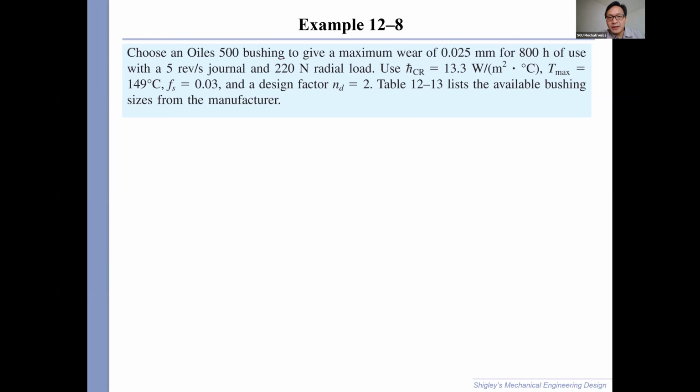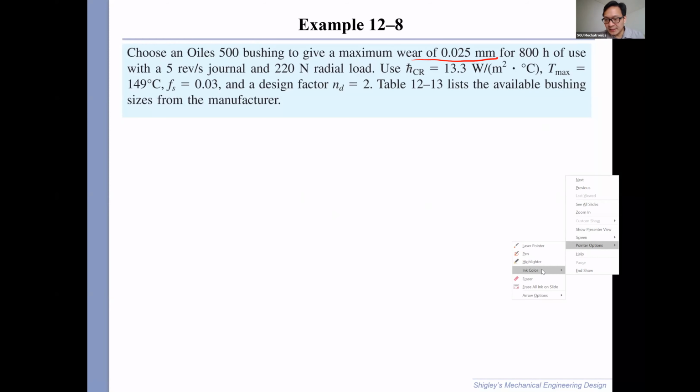We have an oilless 500 bushing. Okay, you're given the material types, so you don't have to pick the material type. There might be other problems where you might need to select a material type. Okay, the maximum wear is given. 800 hours operation. That's the time. 5 revolutions per second. Journal means the shaft, yeah. Jadi the shaft that rotates is often called a journal. Journal is the surface it rubs on. Okay, 220 radial load, that's the force.